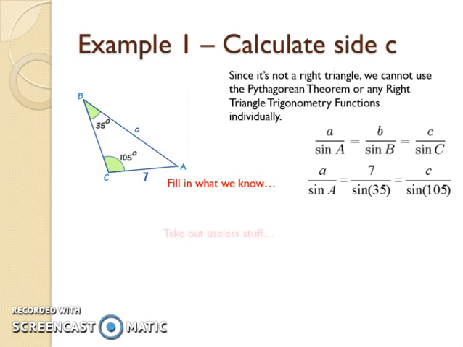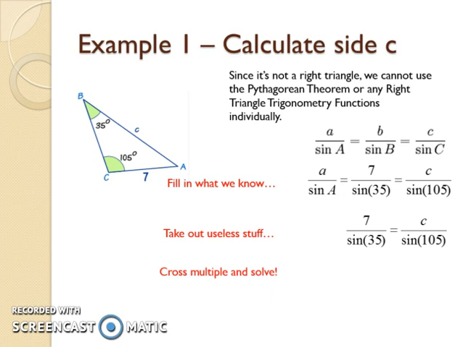We take out all of our useless stuff. One of our ratios is completely worthless in this question, and that's the a over sine A. We don't know the side length or the angle A, and we're not trying to find it, so we just eliminate it. Now we can solve for c by cross multiplying. We get 7 times sine of 105 equals c times the sine of 35. To get c by itself, we divide by the sine of 35. You could just make these decimals if you would like. On the left side, 7 times sine of 105 is 6.761. On the right side, we have 0.5736c. We divide by 0.5736 to get 11.787. Typically we put as many decimal places as possible just to get the most correct answer.